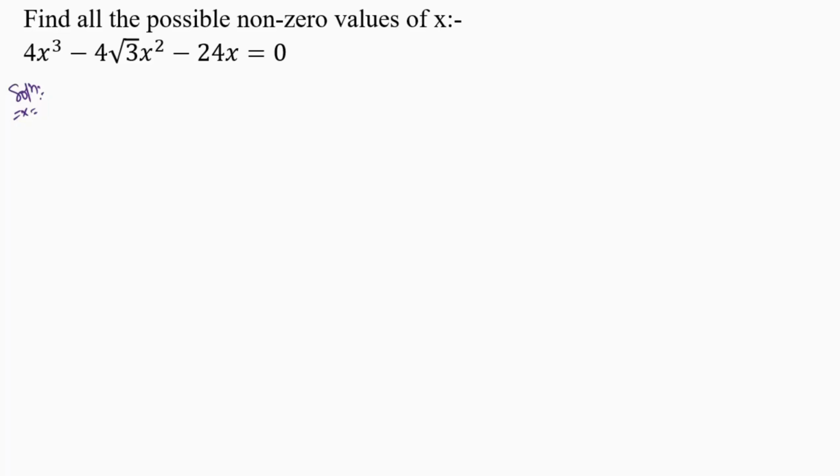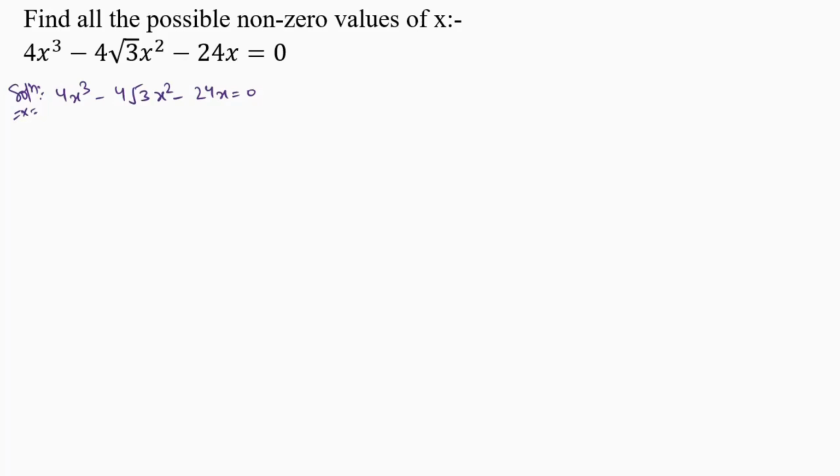Today we are going to solve this very interesting algebra problem in which we are given 4x cubed minus 4 root 3 times x squared minus 24x equals 0.